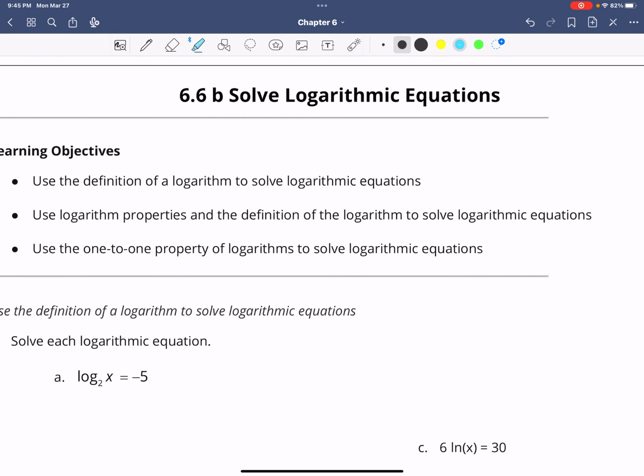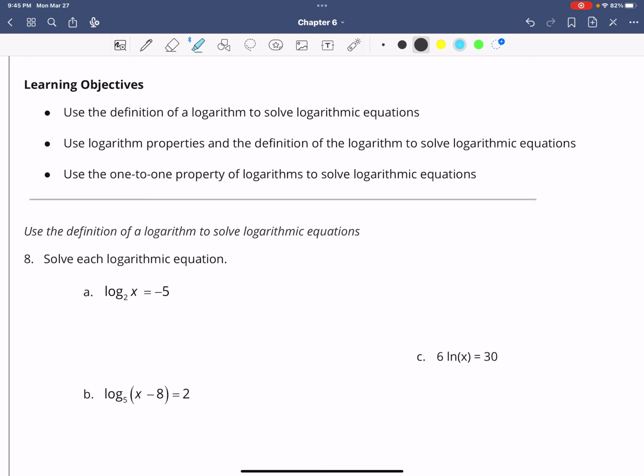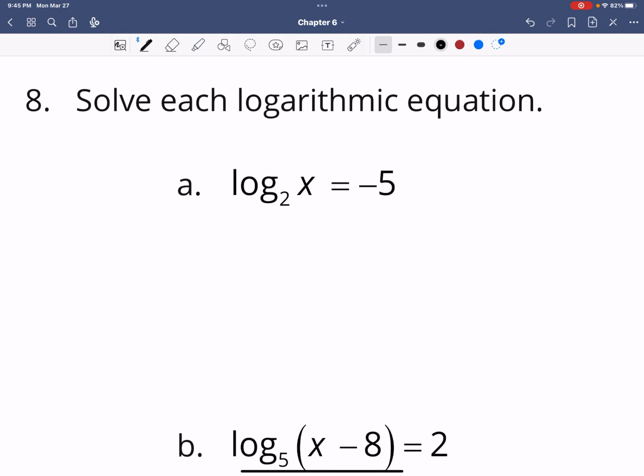Now let's go ahead and see how to solve logarithmic equations. We're going to be using various techniques to solve them. Let's go ahead and see our objectives. We're going to solve logs. We're going to use logarithmic properties and then solve them. And we're going to use the one-to-one property to solve them. So technically, we're using all the techniques. Let's go ahead and take a look at the first one.